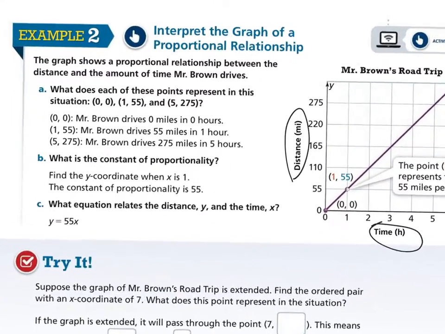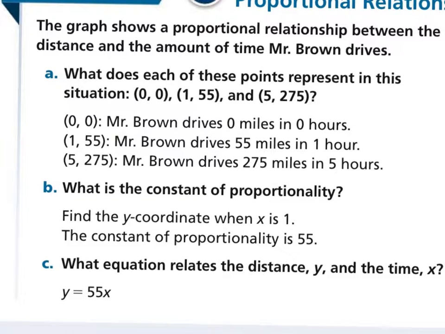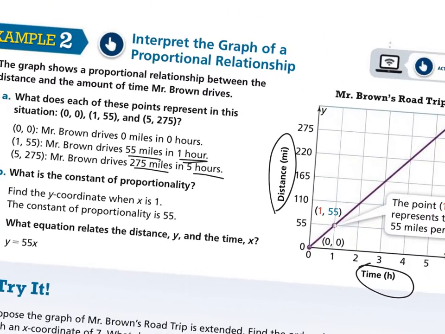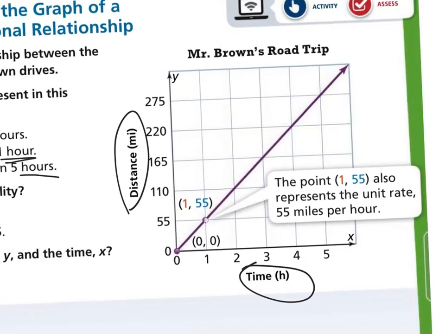So if we look at the point (0, 0), that's 0 hours, we've gone 0 miles. Makes sense? We can't go anywhere if we don't have any time to drive yet. (1, 55), again, the 1 is our hours, so that's 1 hour. We went 55 miles. The book's kind of got it backwards from how I would probably put it, but that's okay. And then (5, 275) says in 5 hours he went 275 miles. Now, they did tell us it's proportional. Even if they didn't, we know it's proportional because it's a straight line through the point (0, 0).